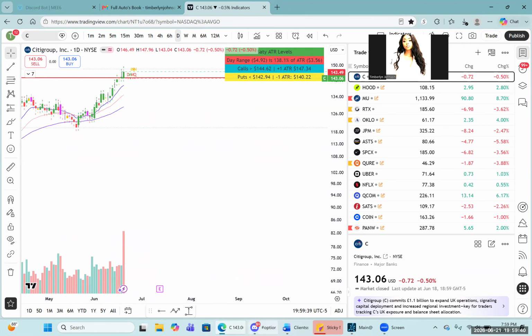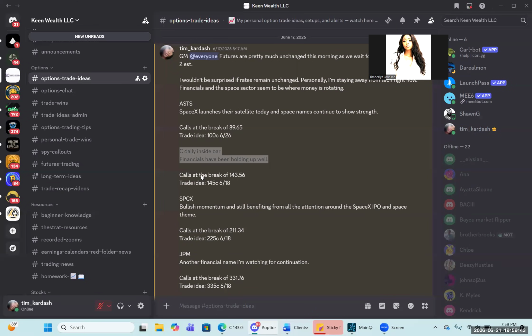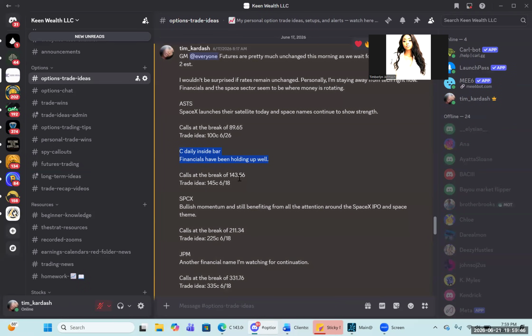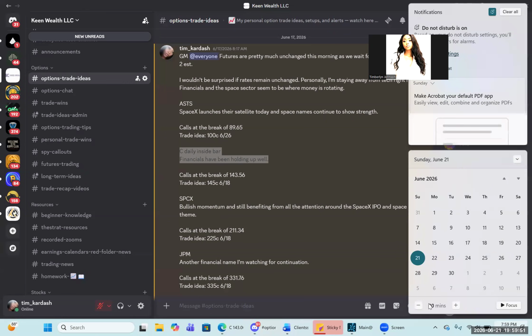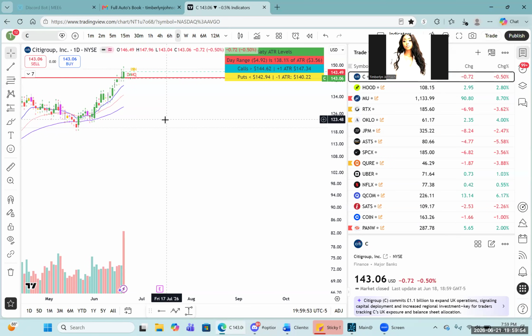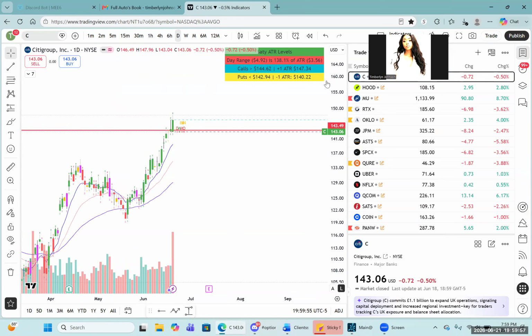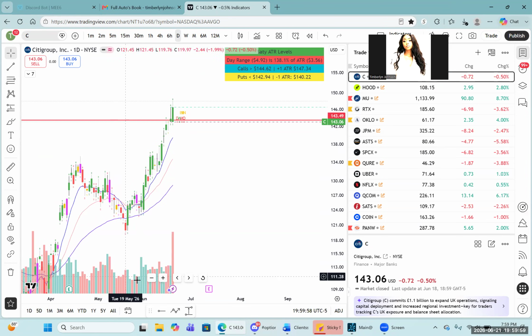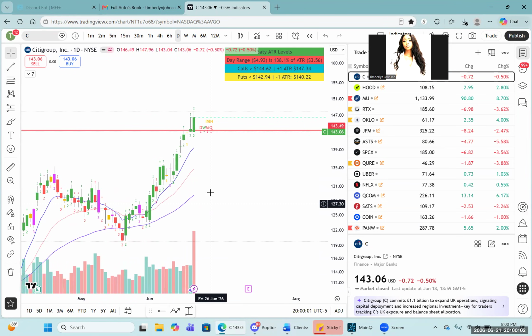Let me see what was the trade idea. So it was a daily inside bar on 6/17. What day was that? Wednesday. Okay, so Citigroup had an inside bar, it had to be Tuesday if I gave the level on Wednesday. Yeah, so we had an inside bar on Tuesday, and I stated calls at the break of 143.